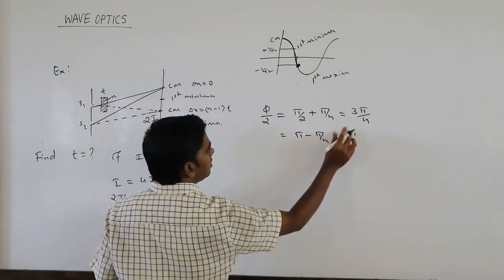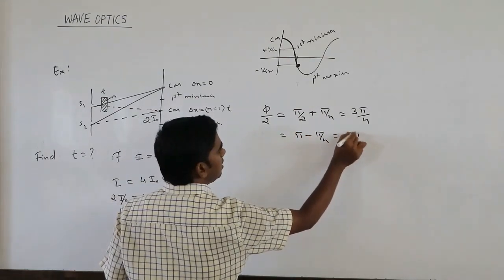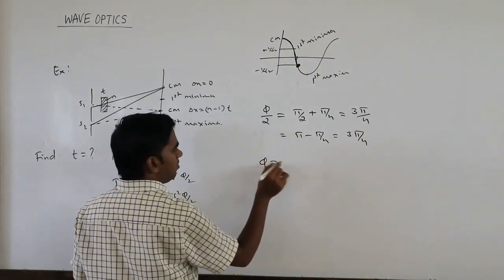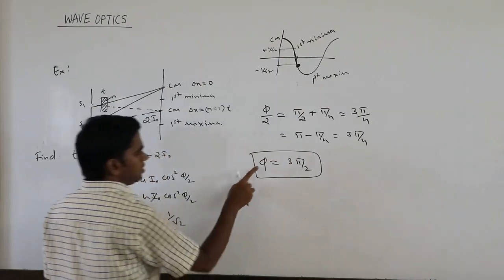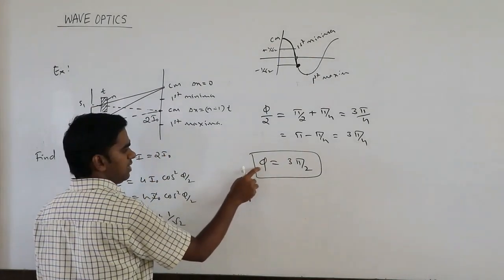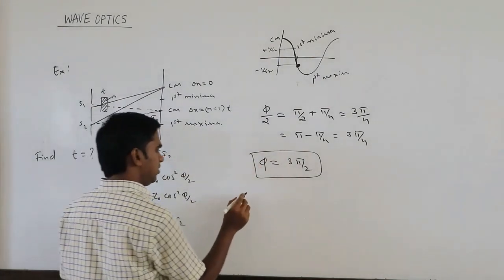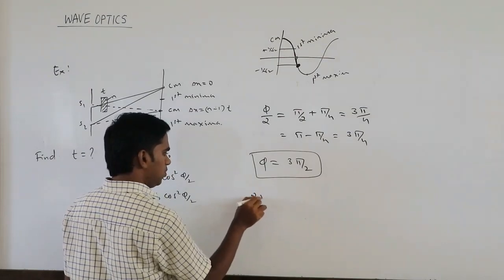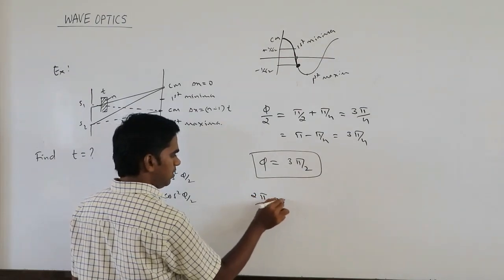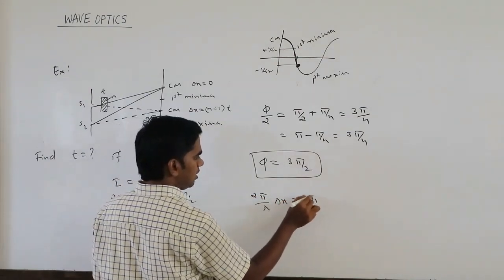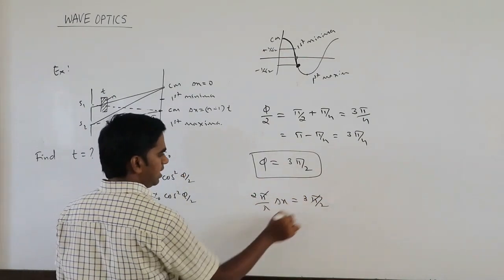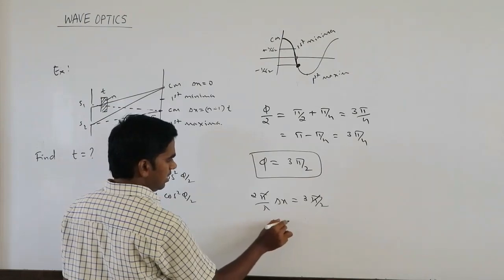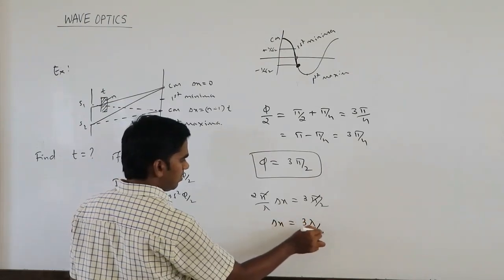So we'll get it as what? Again we'll get it as 3 pi by 4. So what is pi? Pi is going to be 3 pi by 2. Okay. So how can we write phase difference in terms of path difference? You can write it as 2 pi by lambda into delta x is equal to pi by 2. So what will happen? Pi will get cancelled. So delta x is equal to 3 lambda by 4.